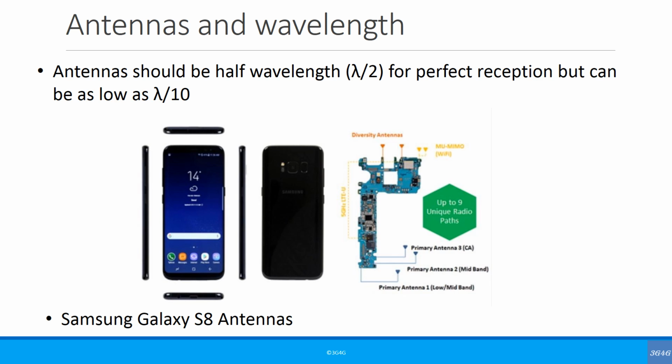This is from the Samsung Galaxy S8. I'm not sure if it had been released at this time or was just about to be released, but it shows an example of how different kinds of antennas are in this particular smartphone.